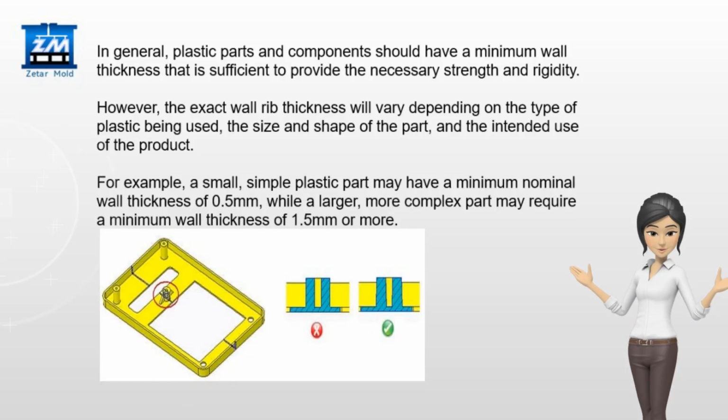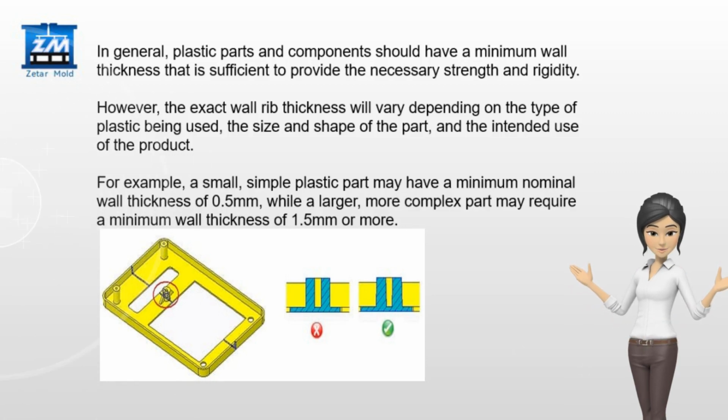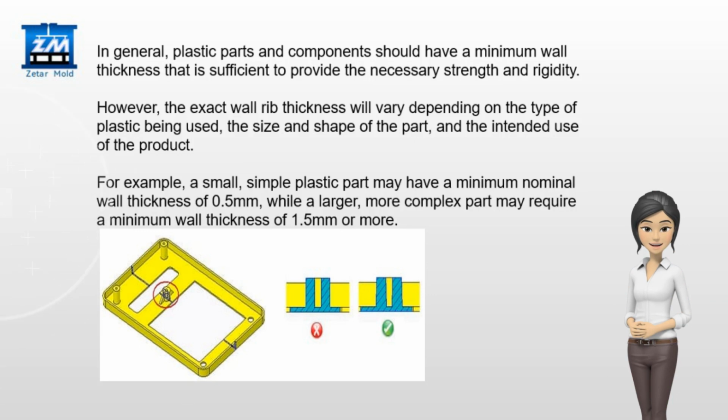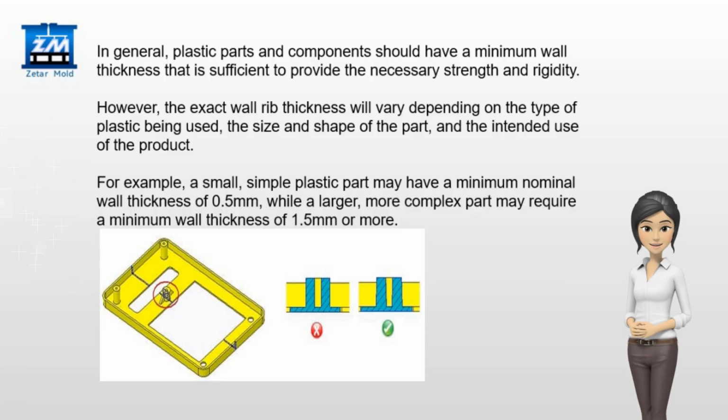In general, plastic parts and components should have a minimum wall thickness that is sufficient to provide the necessary strength and rigidity. However, the exact wall thickness will vary depending on the type of plastic being used, the size and shape of the part, and the intended use of the product. For example, a small, simple plastic part may have a minimum nominal wall thickness of 0.5 mm, while a larger, more complex part may require a minimum wall thickness of 1.5 mm or more.